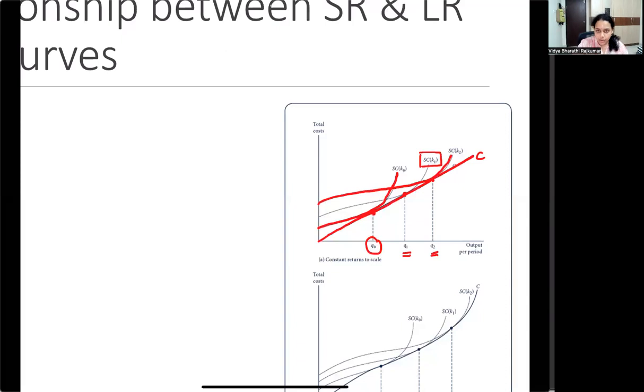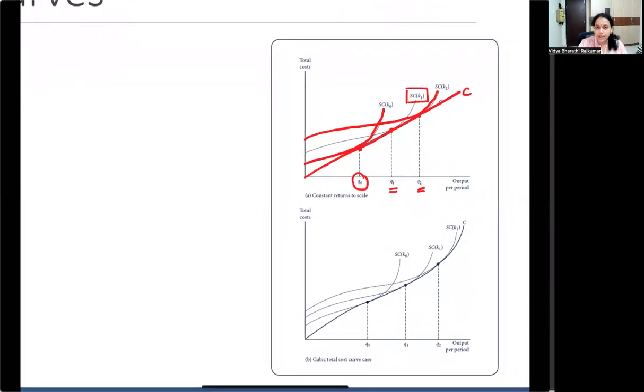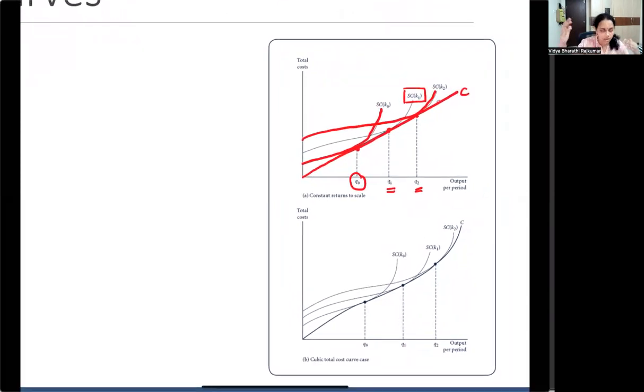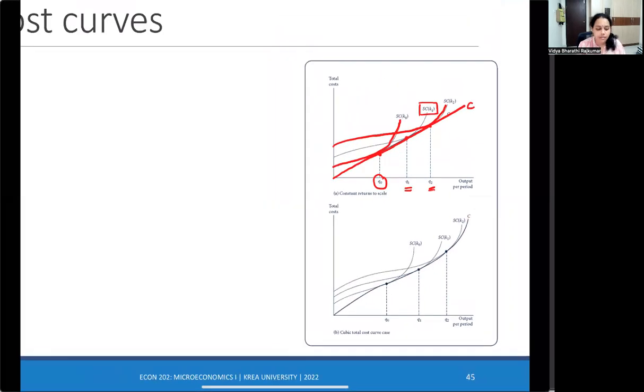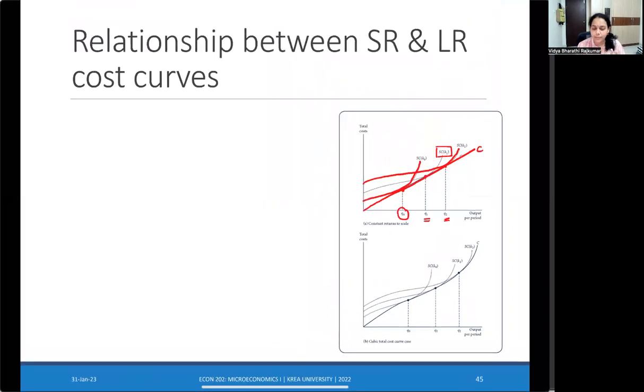So in the top panel, we have a scenario where in the long run, you have constant returns to scale, so a linear cost function. In the panel below, I think it's a more realistic case. We have a long-run cost curve, which takes on a nice cubic shape. So it increases slowly first and then starts increasing quickly. So this is essentially what your long-run cost function is all about.